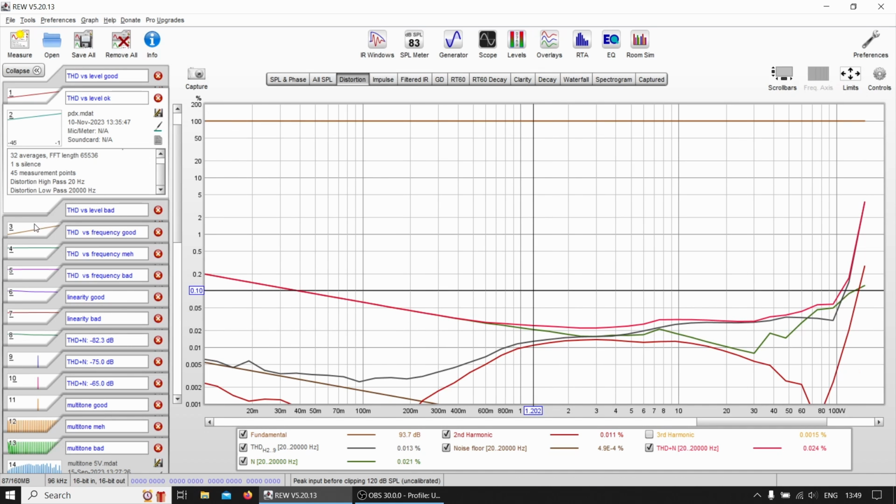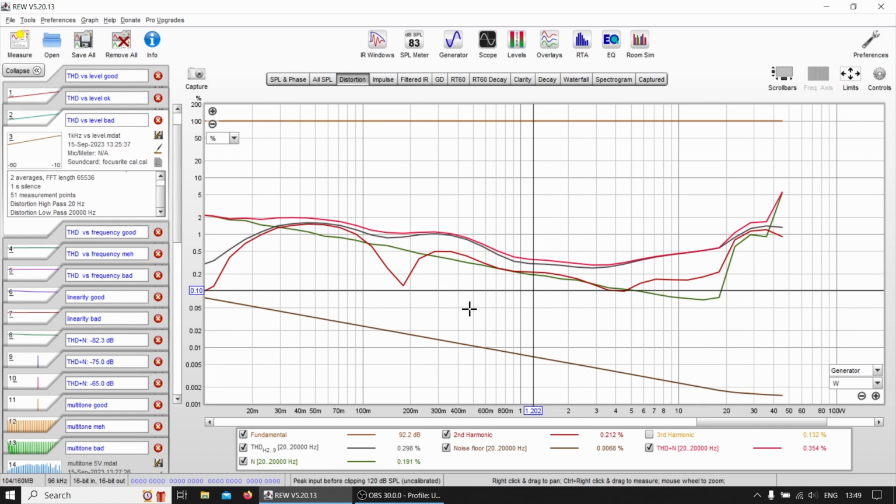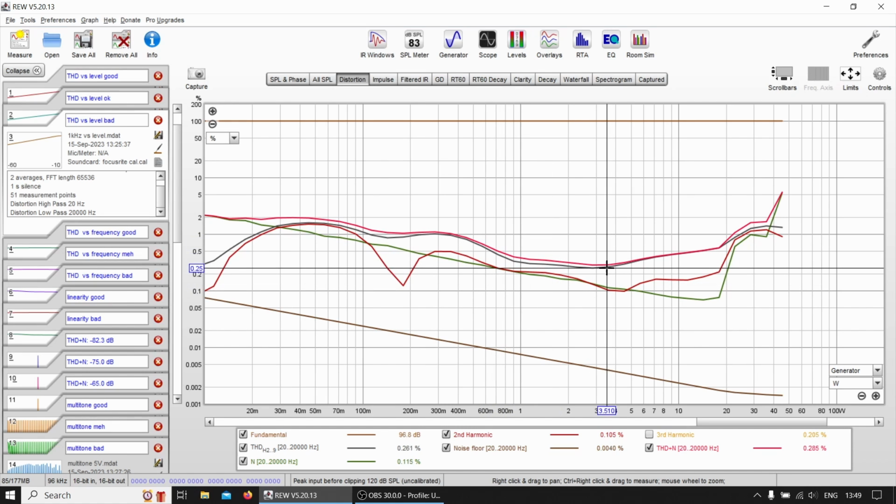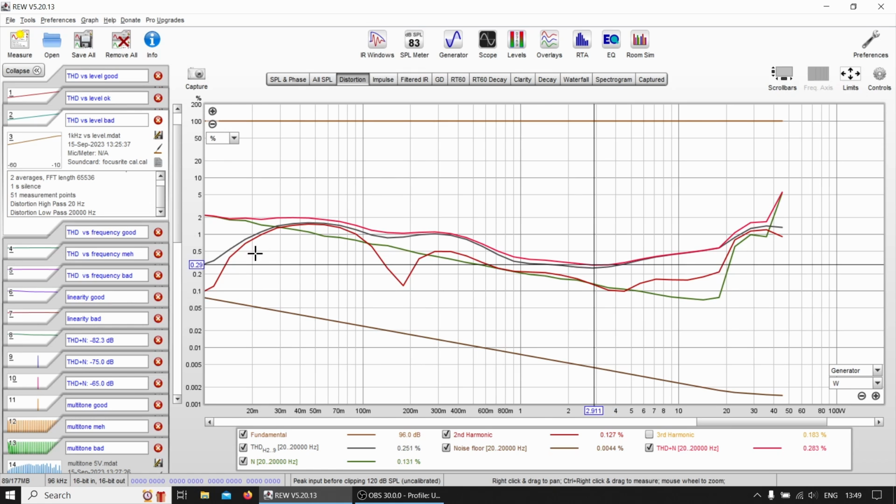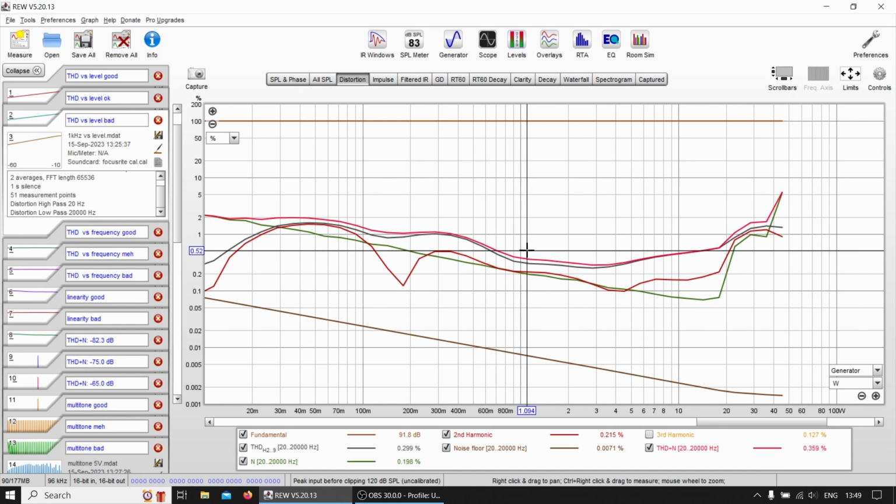Now let's have a look at the bad one. This would be, in my opinion, a bad performing amplifier. You can see that the lowest it gets is 0.3 only. And then here, if we have a look at this, 18 watts, 0.5% of THD, and 1% you have here.